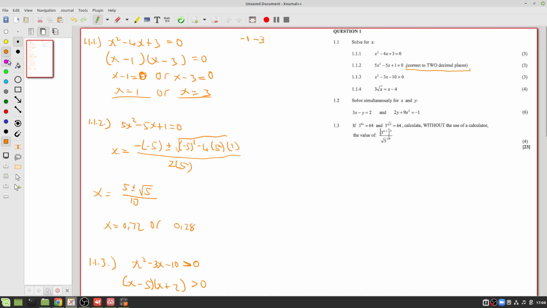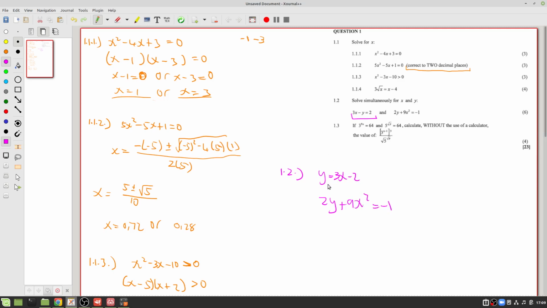Now let's head to question 1.2. Solve simultaneously for x and y. Okay, I'm just going to rewrite this equation. So this one I'm going to rewrite in the form y equals. So I'm just going to take the y over and have the 3x minus 2 on the other side. Okay, so y equals 3x minus 2. That's the one equation. And now the other one is 2y plus 9x squared equals negative 1. Let me just rewrite that. Maybe it's a bit small up there to see.